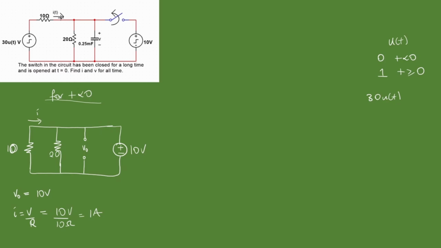Since we're given explicitly the direction for I of t, we've got to make I of t negative to what we solved for. I hope that was clear. So therefore I of t for t less than 0 is equal to minus 1 amp. Okay, let me see if I can explain.